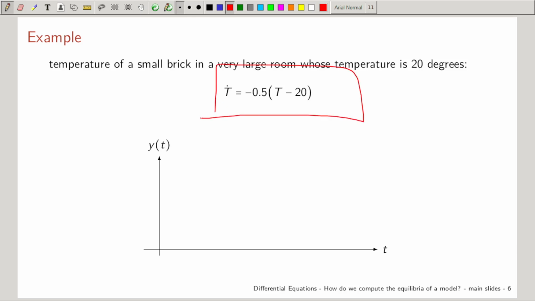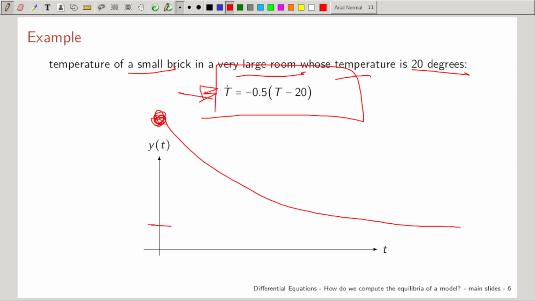Where will the equilibria be? At which temperature will we have an object in equilibrium? This is a small brick in a very large room whose temperature is 20 degrees. If we start with the brick that is 100 degrees, where will it go? It will go to 20, true? If it starts at minus 10, it will go to 20.